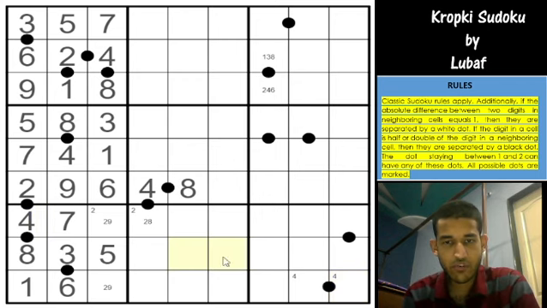And using classic, 4 goes here because you can't have 4 here. 4 goes in one of these two cells.